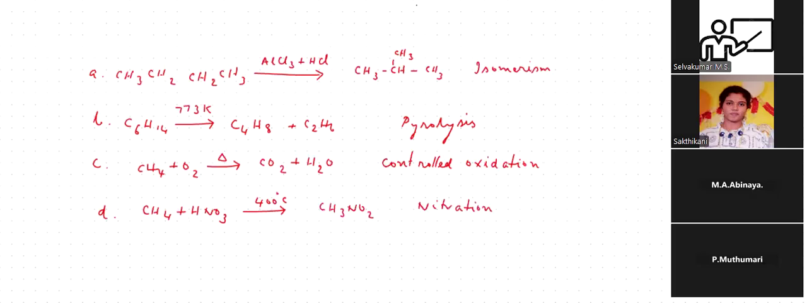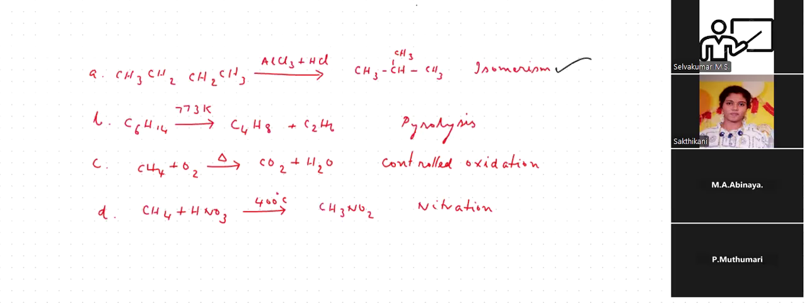The first one, see, look at the molecular formula. It is C4H10. Look here, it is also C4H10. So both the compounds have the same molecular formula, but their structures are different. Two different compounds having the same molecular formula are called isomers. So the reaction that is given here is isomerism. That is correct.